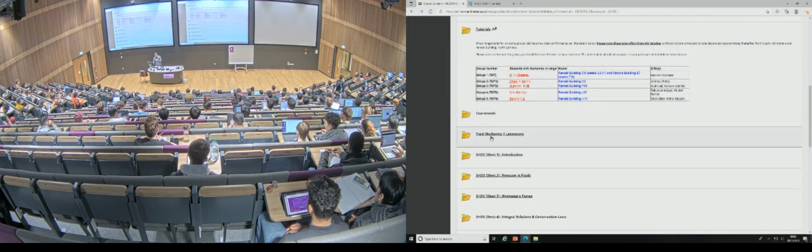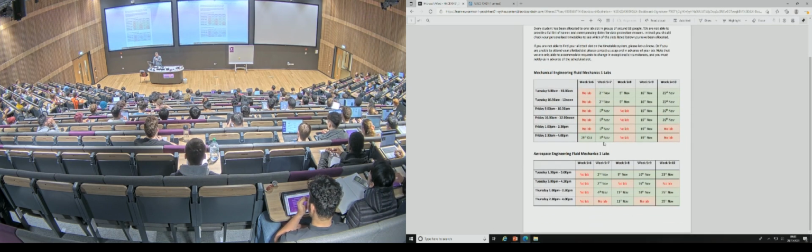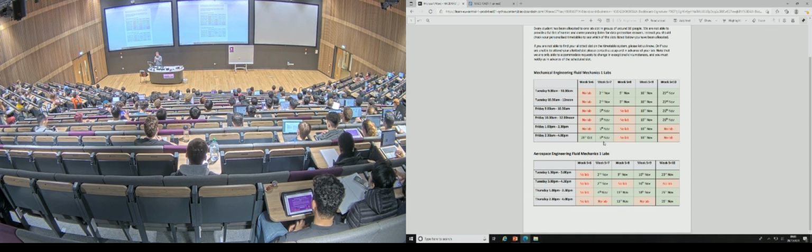If you go to this, you see all the possible lab slots for mech and aero. We can't give you the list of names. We can't put a list on Blackboard to say which one you're on, but if you check your timetable for mech and aero and you don't find yourself in any of the green slots for your cohort, let me know and we'll follow that up.